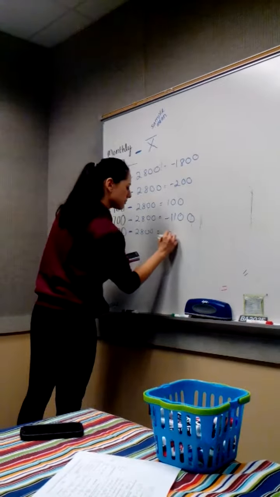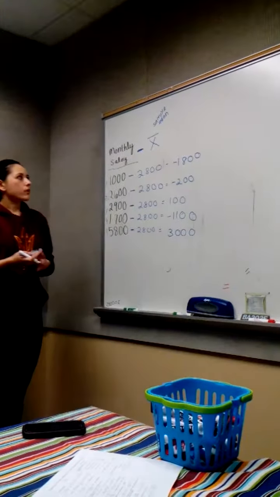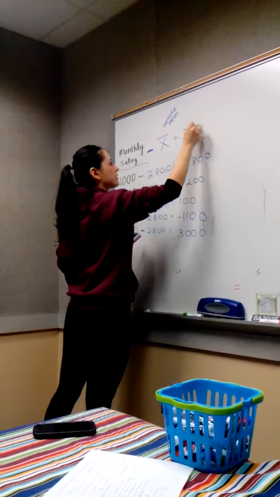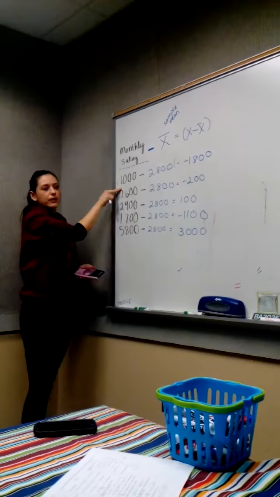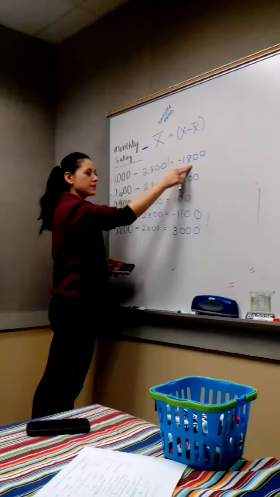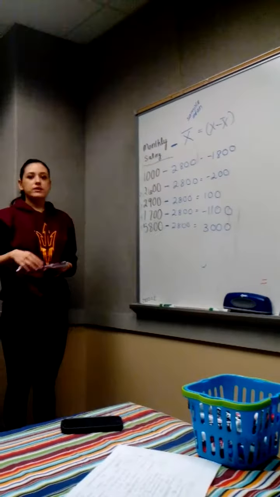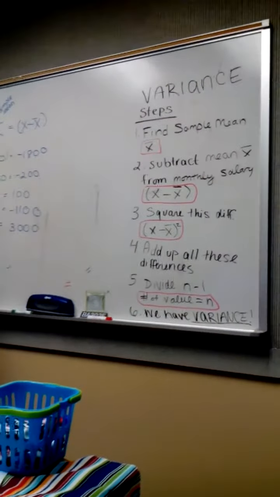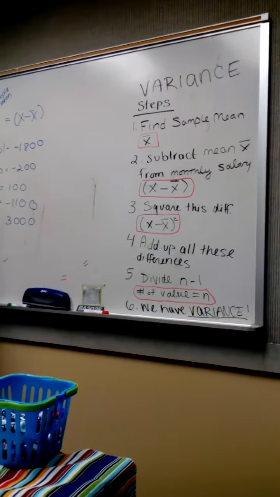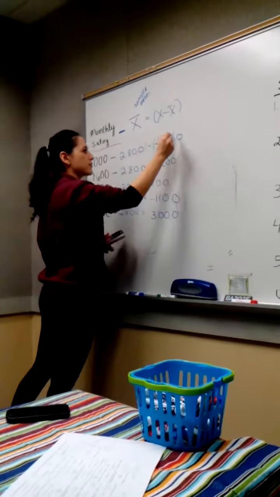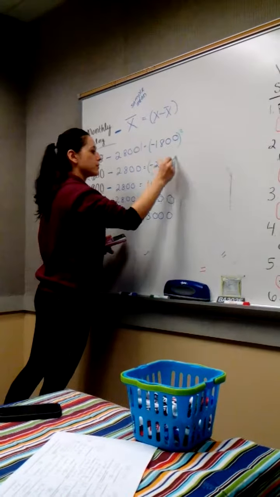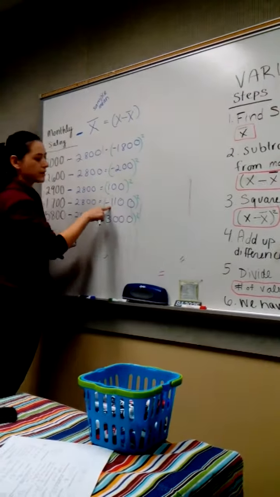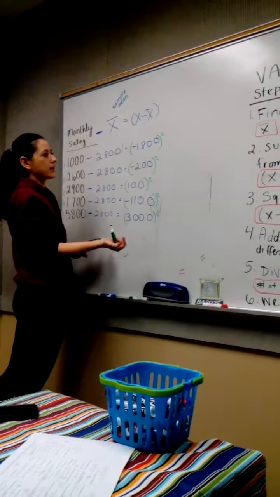That should be 3. So this is going to equal x minus x bar. This is the difference of our monthly salary minus our mean, and we'll get this number. And so what we want to do is square each of these differences that we came up with. So let's go ahead and do that. I'm going to just illustrate it like this for us to visualize it a little better. And this is why it's okay to have a negative, because the squaring is going to get rid of the negative.